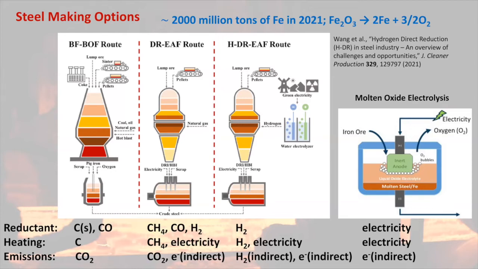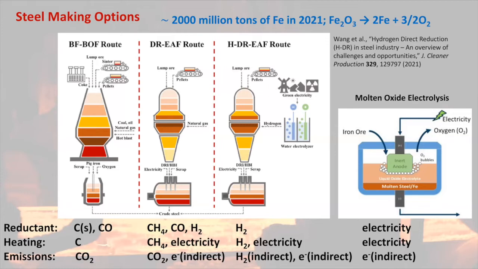They also need heat, because you cannot get these reactions at a certain rate without the heat. So how is the heat produced? In the case of blast furnace, it is burning coal, burning carbon. In the case of the DR, the direct reduction, it is either methane or hydrogen and electricity. And in the case of the molten oxide electrolysis, it is electricity. So those are the options that we have today.